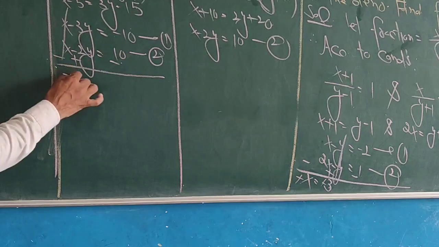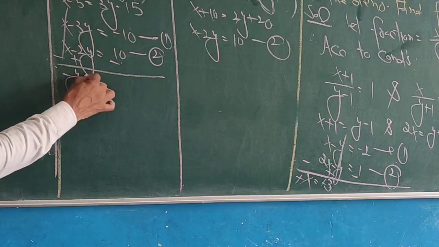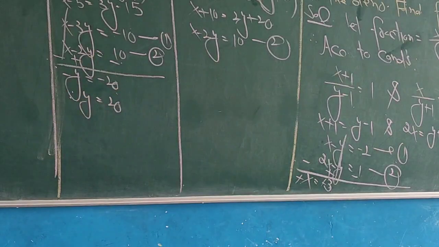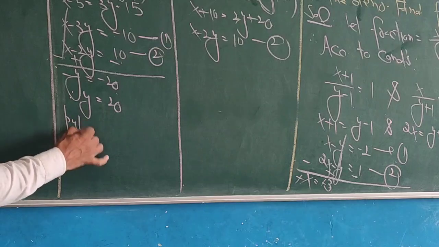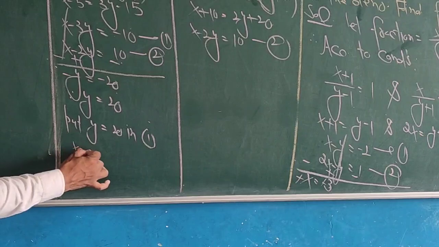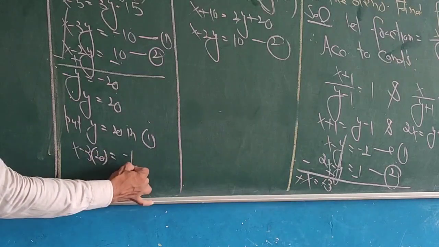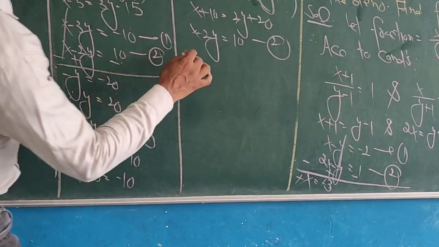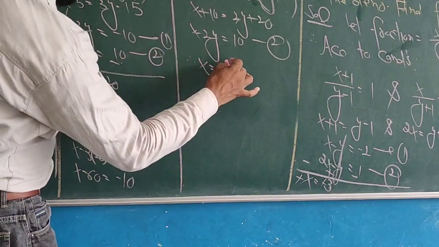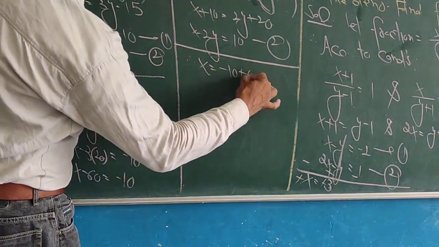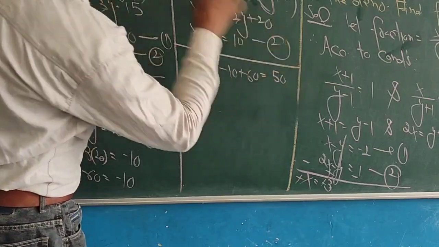Minus 3y and plus 2y is minus y, minus 10 and minus 10 is minus 20. Therefore y is equal to 20. Now put y equal to 20 in any one of these two equations. So put y equal to 20 in equation number 1. So x minus 3 times 20 is equal to minus 10. Therefore x minus 60 is equal to minus 10. Therefore x is equal to minus 10 plus 60, which is equal to 50.